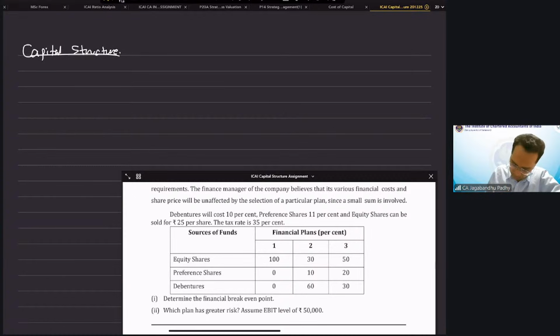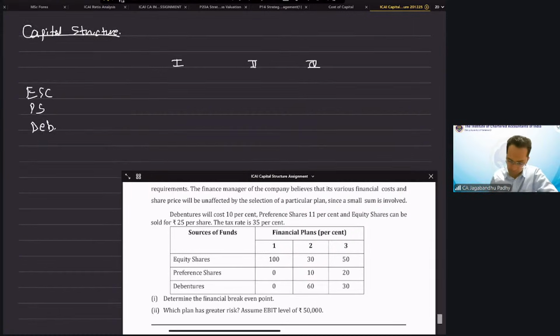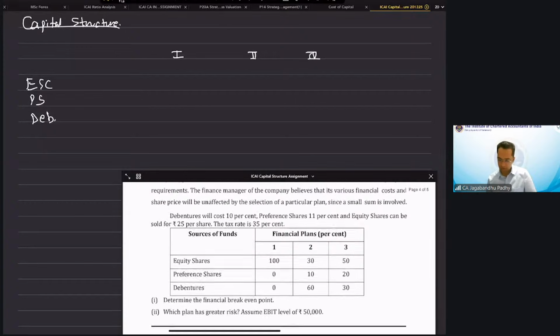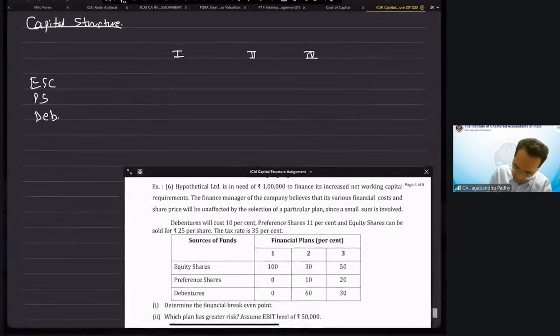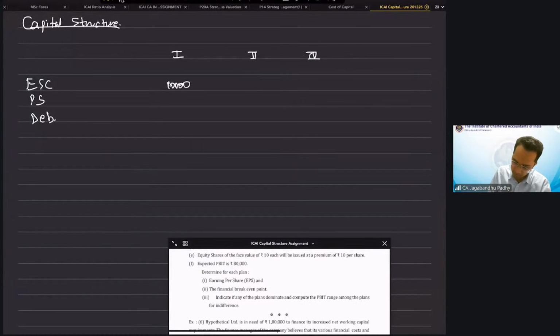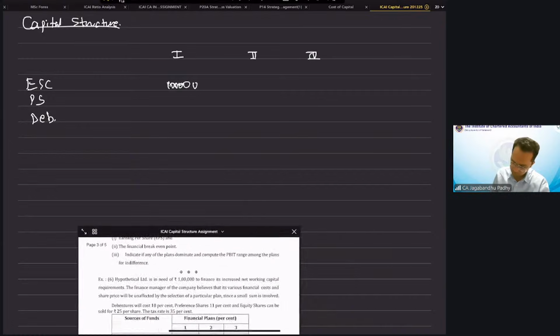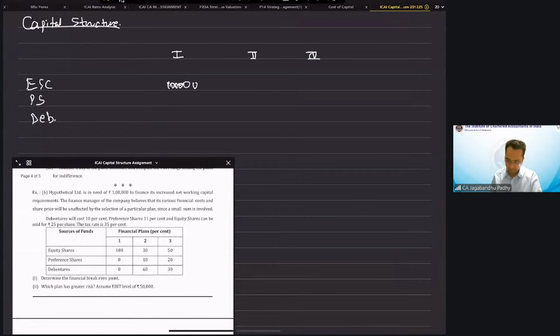Capital structure. So, we have plan 1, plan 2, and plan 3. Equity share capital, preference share, and debentures. So, equity share capital is fully 1 lakh in the first plan. Then equity share capital over here, it is 30. Preference share, it is 10,000. Debenture, it is 60,000.